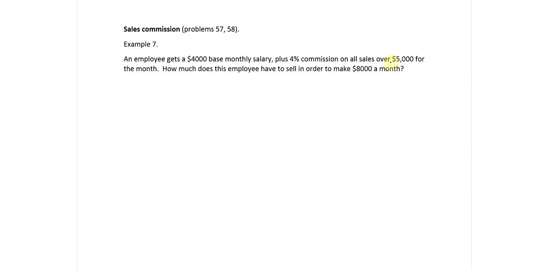Okay, so what's going on here? There's some employee, they get paid $4,000 a month regardless of what they do. They get 4% of their sales over $5,000. So if they sell $5,000, they get no commission at all. They get no extra money. If they sell $10,000, then they get commission, but only on that last $5,000, right? Not on the first $5,000.